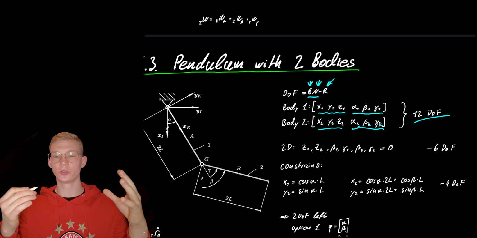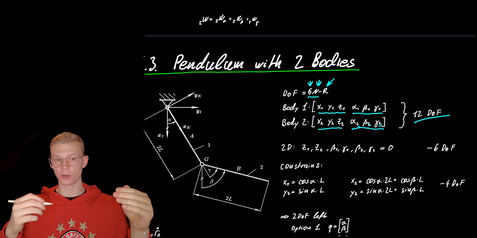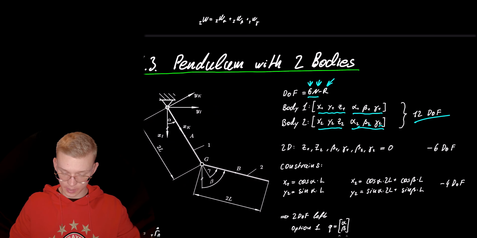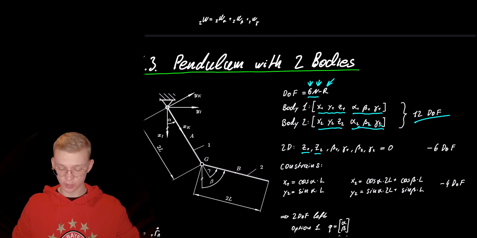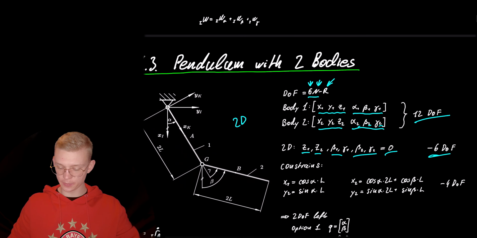But now that we're only talking in a 2D case, we don't have a z direction to go through, and we don't have the rotations around y and the rotations around z. So we eliminate the z translation, and we eliminate beta gamma of the first body and beta gamma of the second body, because they are 0, because we are in 2D. So we eliminated 6 degrees of freedom. And from that, we now look at the constraints.